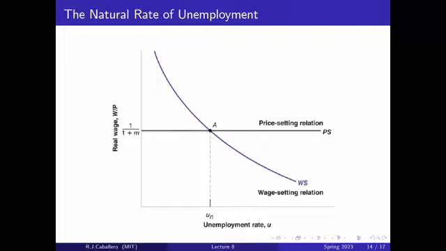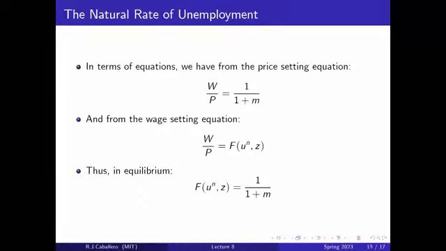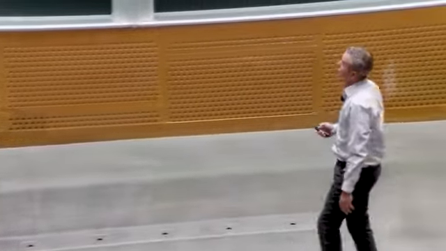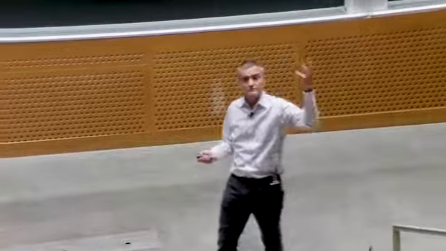Again, nothing natural, it's a function of parameters. Which parameters? Well, it's a function of that markup parameter. It's a function of this institutional variable z, for example. Okay? So that's an equation. That's an example in which z goes up. So suppose that somehow, unionization goes up, something of that kind, or unemployment benefits go up, something of that kind, which in principle is supportive of workers.